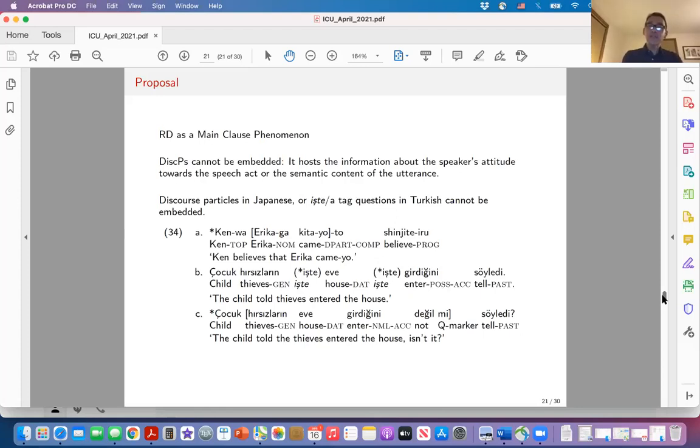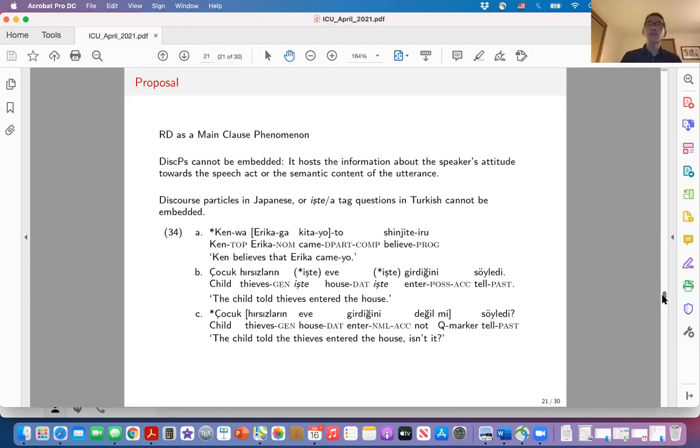It's interesting because on the one hand, many people thought that the right dislocation is often given or recoverable. I think that's the typical view. I think that's also the one used by Knud Lambrecht for the French right dislocation. Yeah, it's hard. It's an interesting and difficult balance to strike, right?